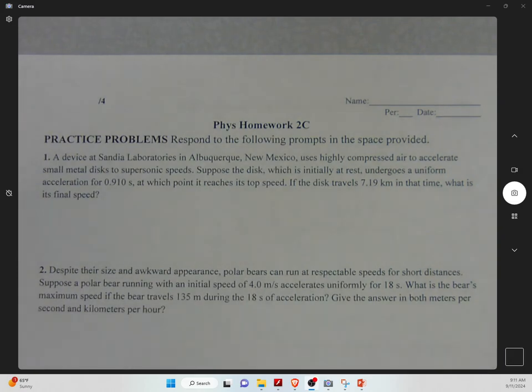Let's go over your homework 2C. Start with number 1. A device at Sandia Laboratories in Albuquerque, New Mexico uses highly compressed air to accelerate small metal disks to supersonic speeds. Suppose the disk, which is initially at rest, undergoes a uniform acceleration for 0.910 seconds, at which point it reaches its top speed. If the disk travels 7.19 kilometers in that time, what is its final speed?